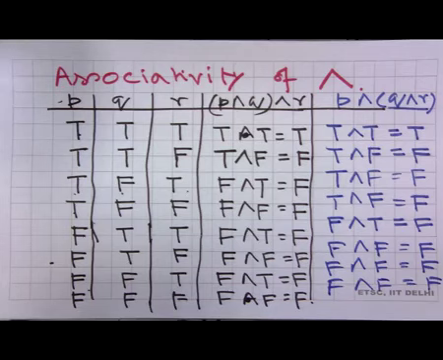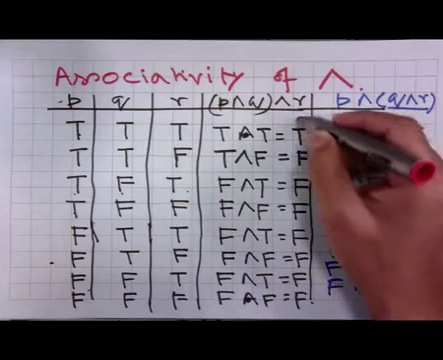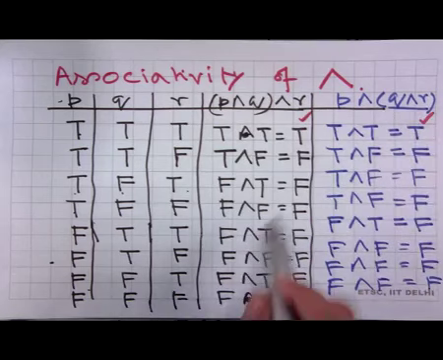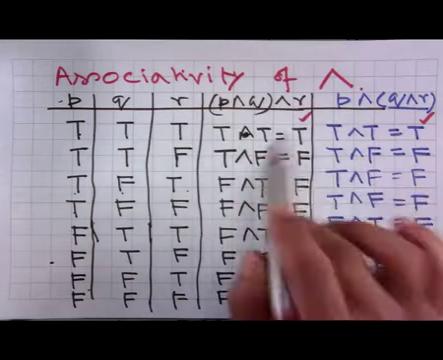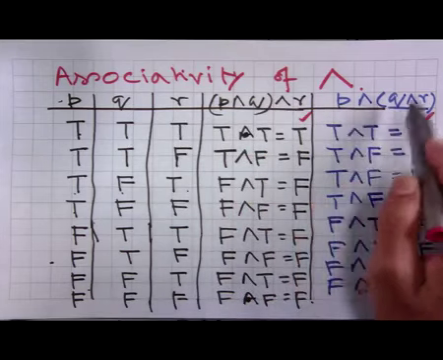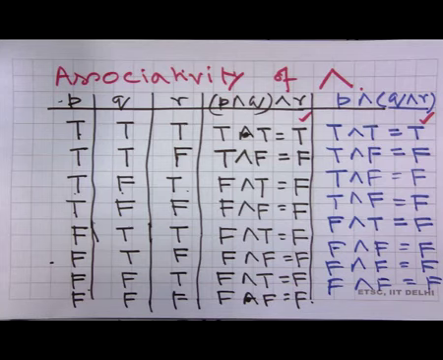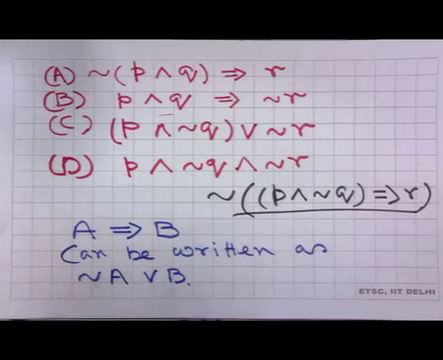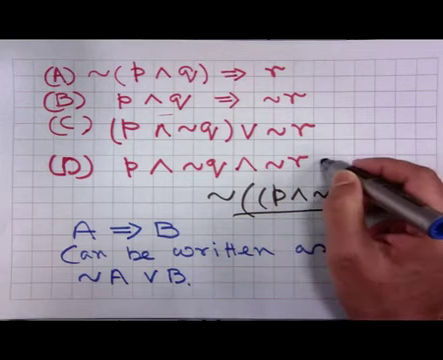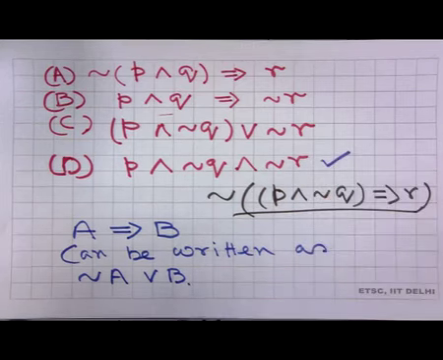So, if we look at the two columns, we can see that the truth values of (P and Q) and R and P and (Q and R) are the same, or in other words these are associative. Therefore, in the last example that we have done, we were looking at P and not Q and not R. Because of the associativity, this is correct.